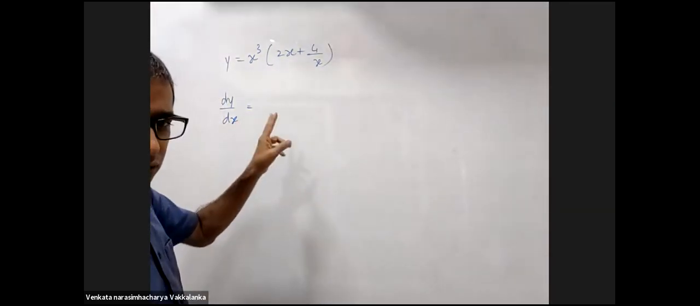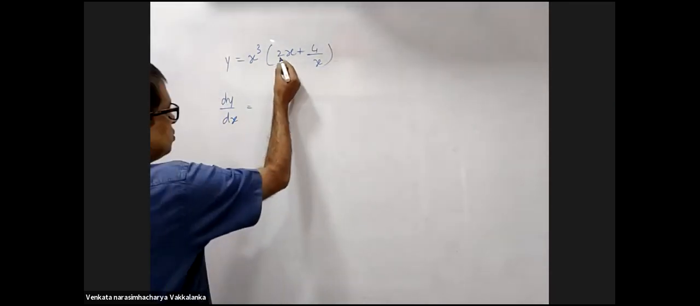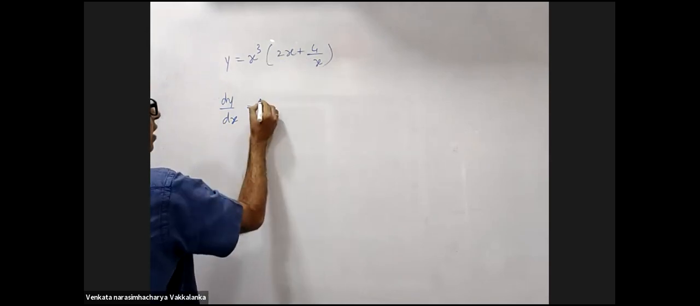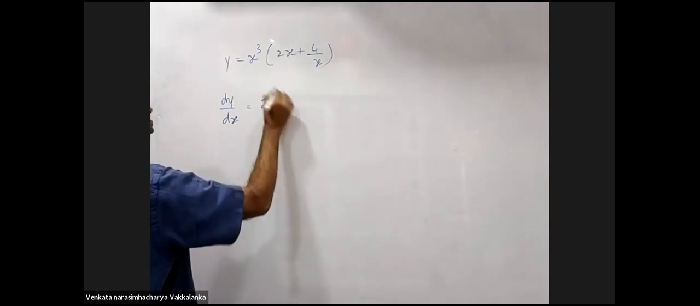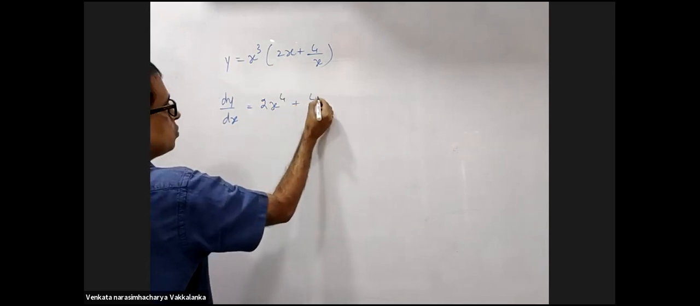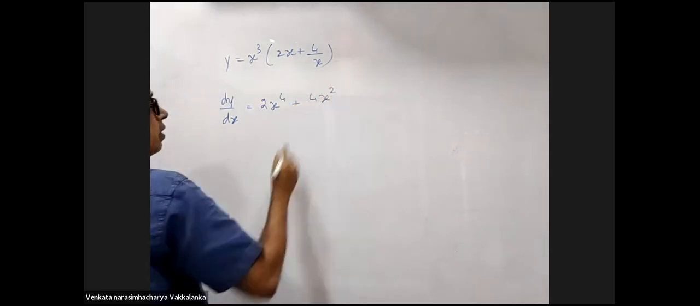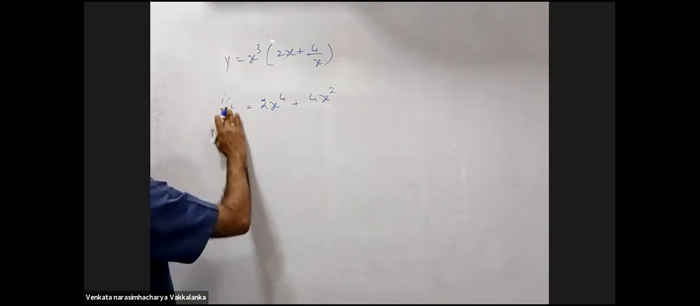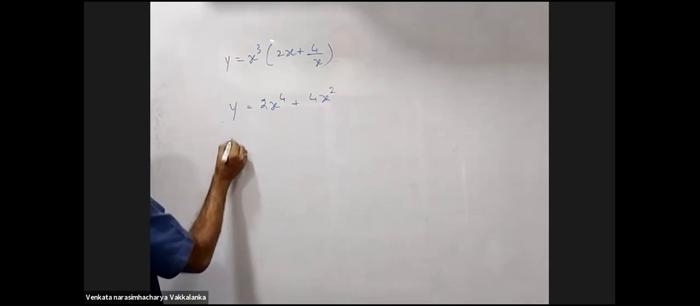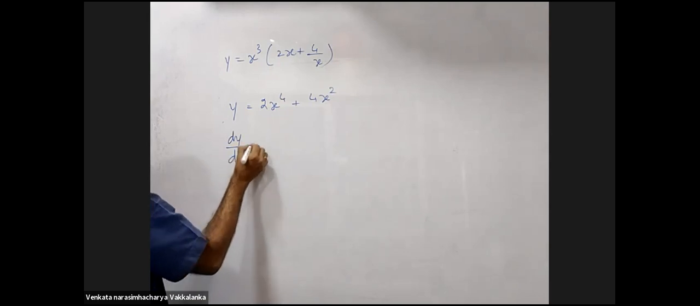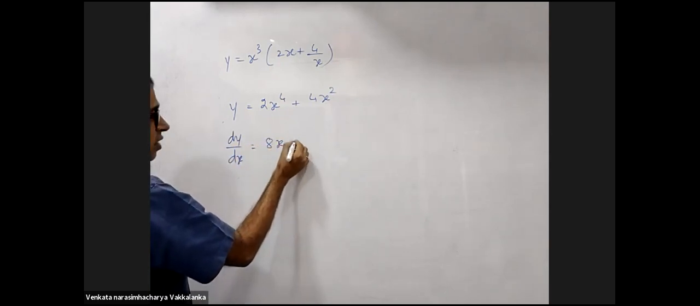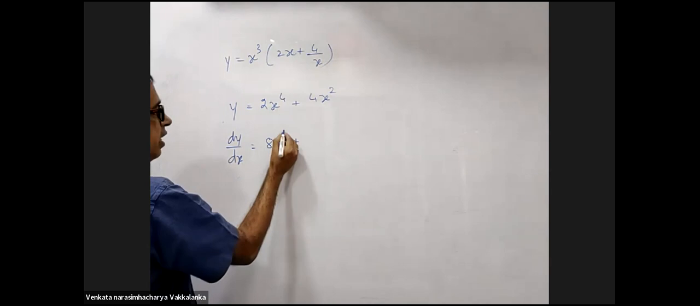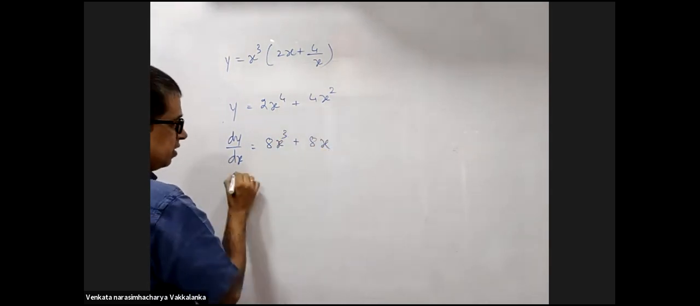I'll evaluate this using both methods. First of all, if I open up this directly, 2x to the power 4 plus 4x squared, it becomes much easier. 4x and x cube will become x squared, 2x to the power 4. Sorry, this is y. dy by dx is 8x cube plus 8x. One way of solving this.